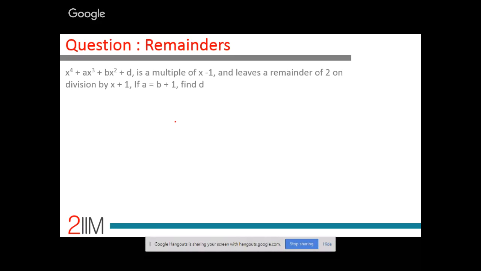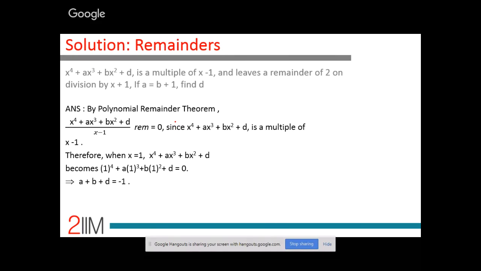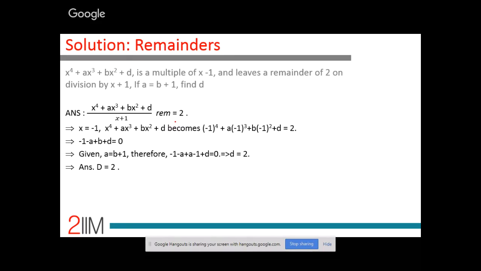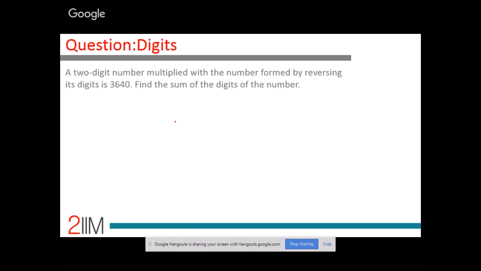what should be d? A plus b plus d is minus 1. Simplify this, solve for d. Again, I'm not going to go over the algebraic part. That part is doable. I don't want to spend time solving 3 equations and finding the answer. Answer is d equal to 2. Just plugging in polynomial remainder theorem. Nothing more than that. We'll go to the next one.